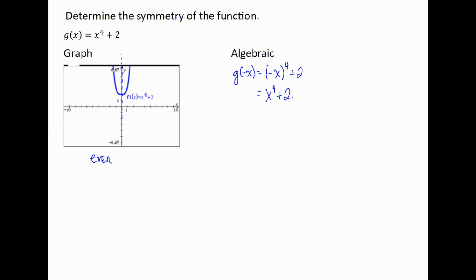So I can look at this. We substituted in negative x here. We're getting out x to the 4th plus 2, which was equivalent to our original function, g of x, which is the definition of an even function, this right here. So this confirms, yes, we are even. So we can say, yes, the function is an even function. We just confirmed it algebraically.